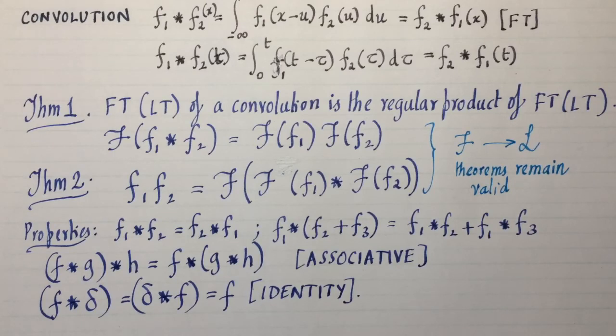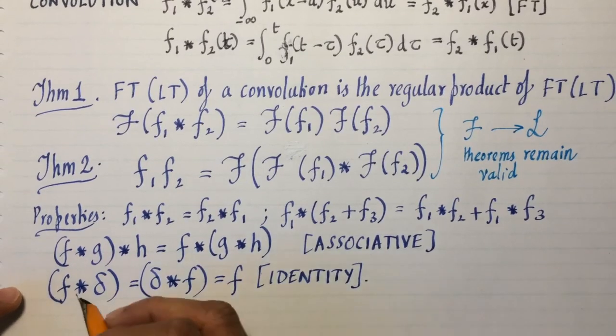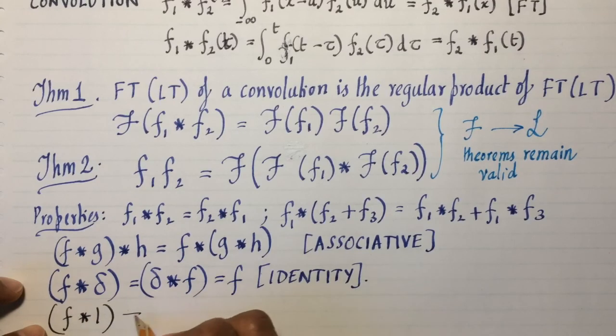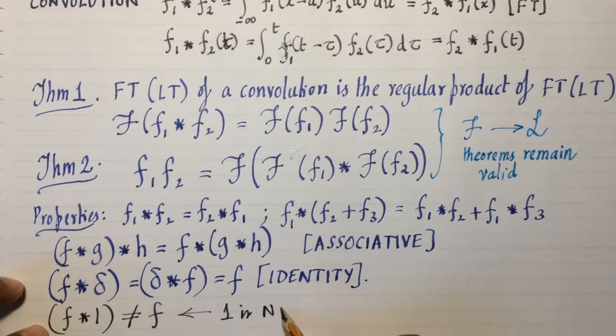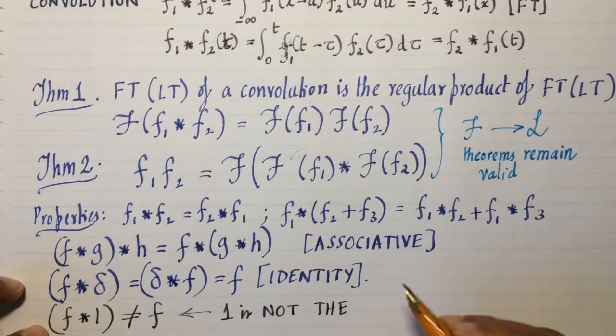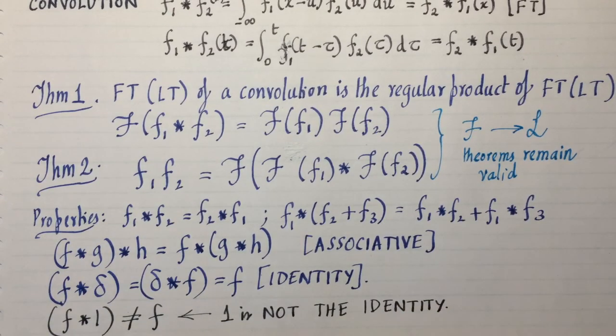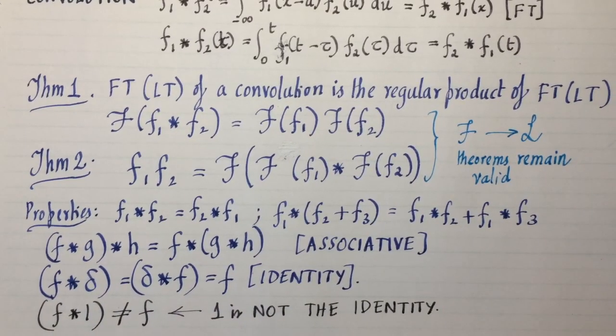and just want to mention one word of caution. The identity is not 1. So some people may think the identity is just the function 1, but you can show that f convoluted with 1 is not equal to f. So 1 is not the identity. Instead, we need to invent a special kind of function, or a special class of functions called the Dirac delta functions, which will be dealt with in a later video of this week.